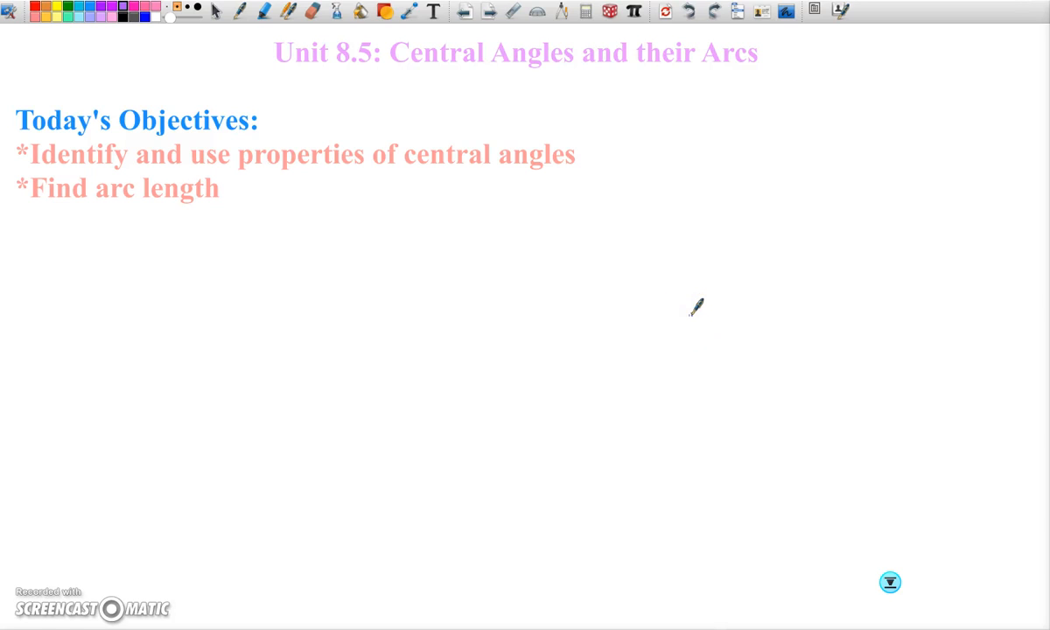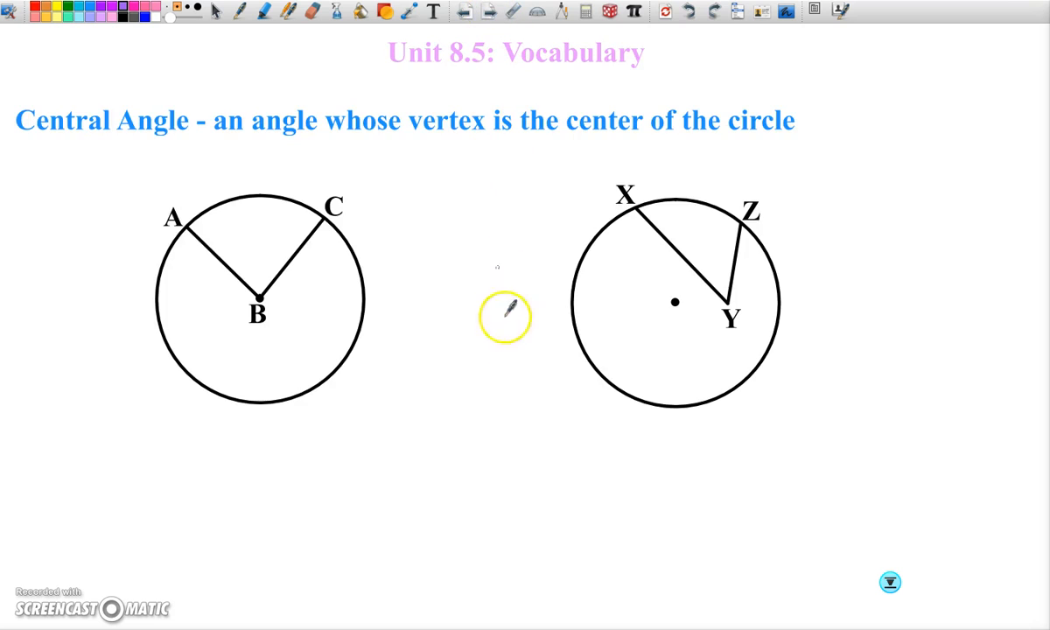Now that we've talked about different segments and circles and how to find their length, we're going to switch gears and bring it over to angles and then also talk about arcs, and we'll do a little bit of arc length too. So they all kind of work together. The two that we're going to work with today are central angles, and then we'll talk about their arcs and also arc length. So starting with central angle, well, we have two figures here.